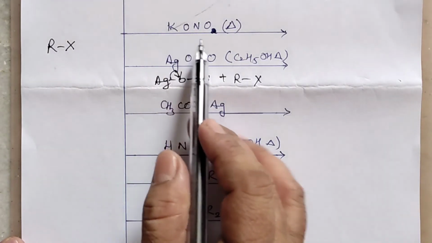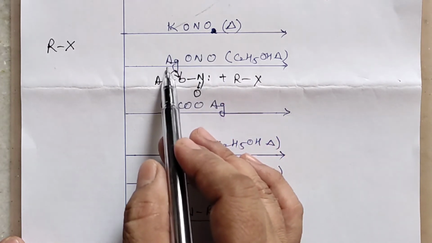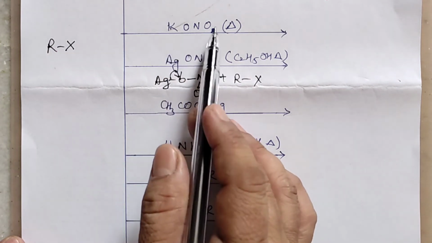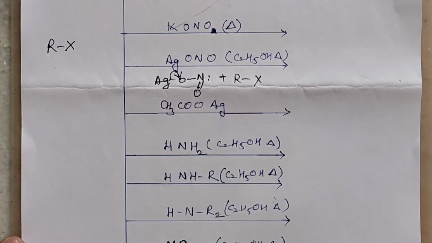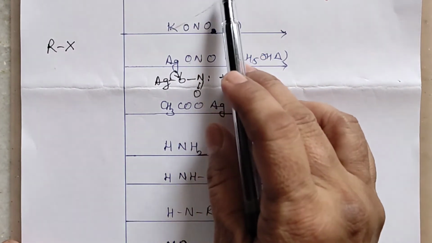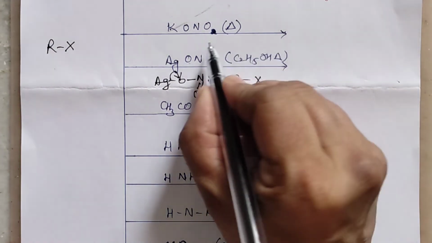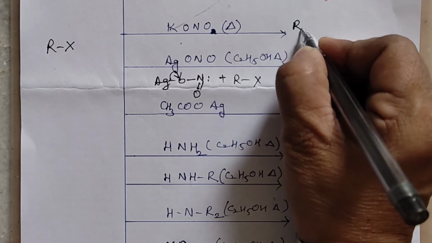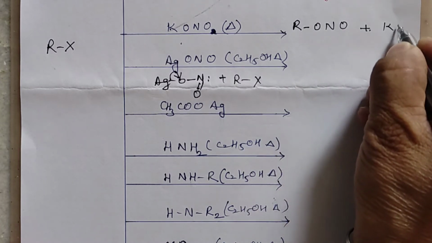Alkyl halide reaction with potassium nitrite, KNO2. Similarly, you have AgONO. KNO2 or KONO you can write, AgNO2 or AgONO you can write. So both are similar to what you had with Ag and cyanide in the previous one. In the case of potassium, the product you are getting is RONO plus KX.